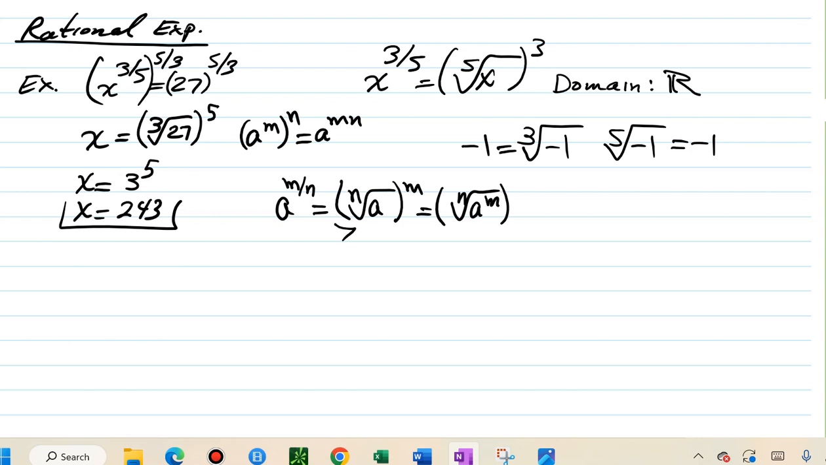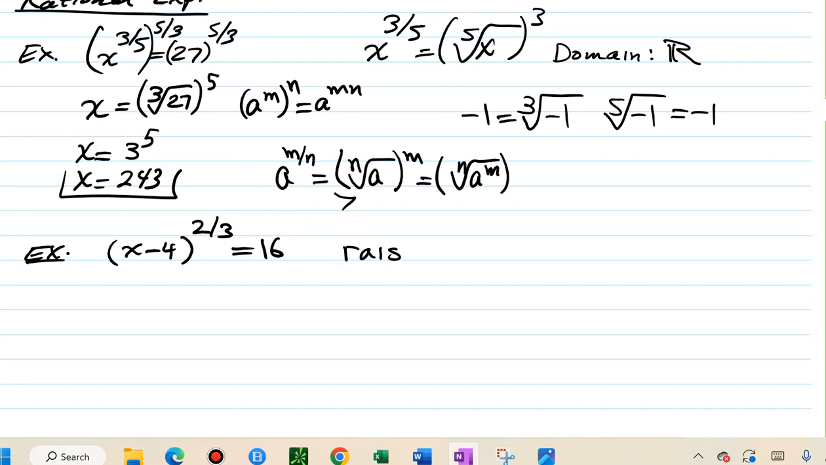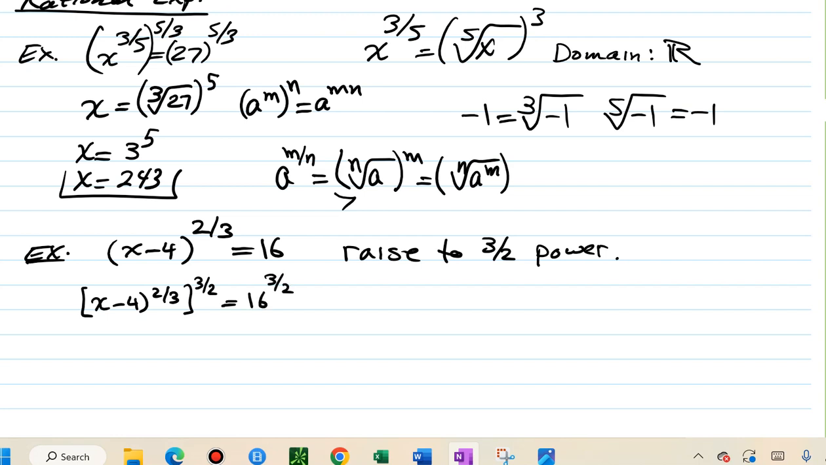How about, what if I have something like, let's make this one up. What if I have a binomial? Let's say x minus 4 to 2/3, make that equal to something that will work nicely, 16. Okay, so we're going to raise both sides to the reciprocal of the exponent. So I'm going to raise to the 3/2 power. Doing so, we get x minus 4 to 2/3 raised to 3/2. And on the right side, we have 16 raised to 3/2.